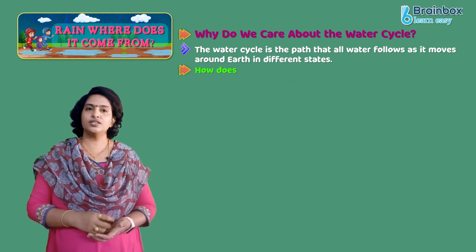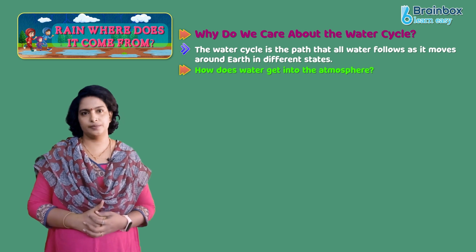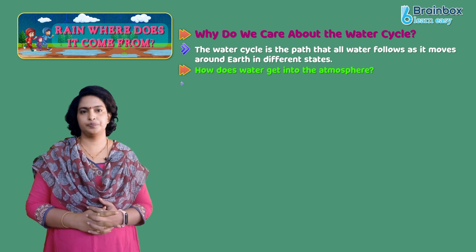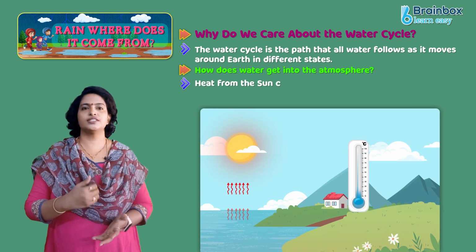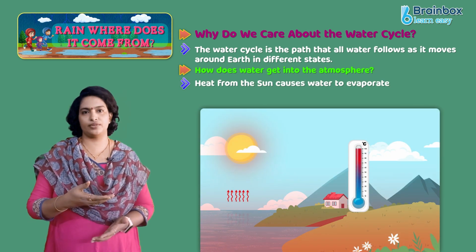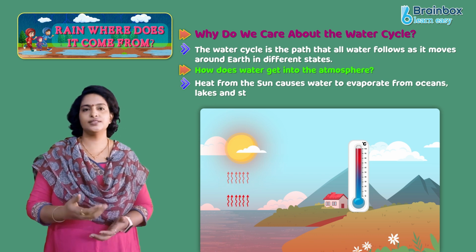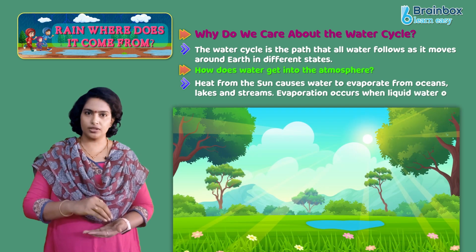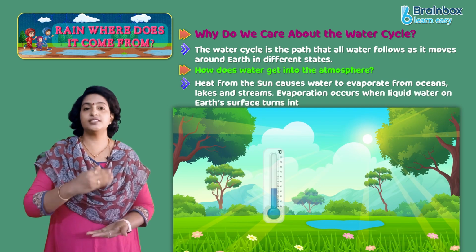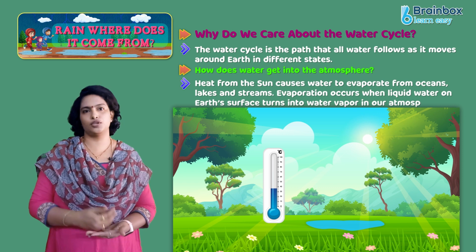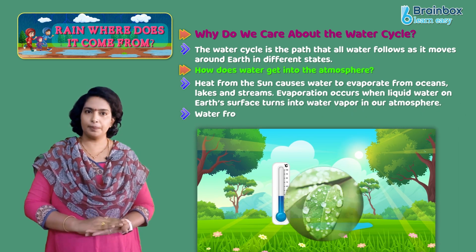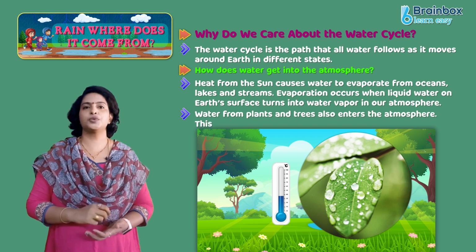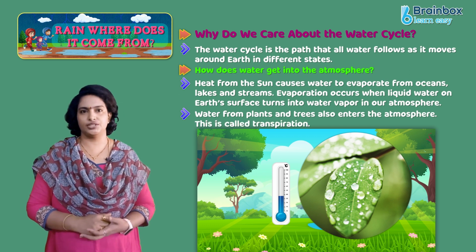Now, how does the water get into the atmosphere? Here there are two main ways this happens. Heat from the sun causes water to evaporate from oceans, lakes and streams. So, evaporation occurs when liquid water on Earth's surface turns into water vapor in our atmosphere. So, water from plants and trees also enters the atmosphere. This process is called transpiration.